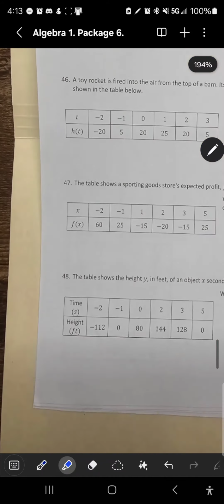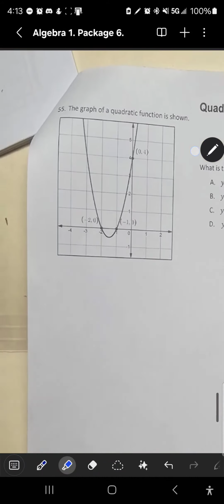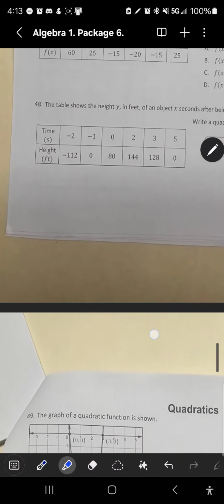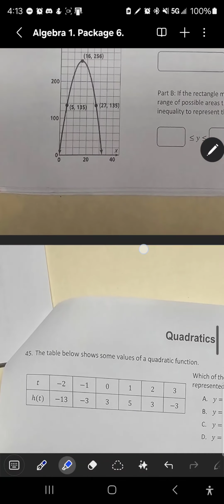Now let's keep going. How many do we have left? Oh, quite a few, and we need to finish today. So let's keep going.